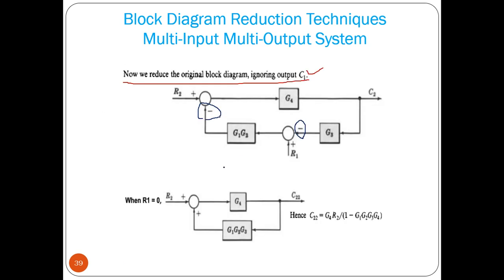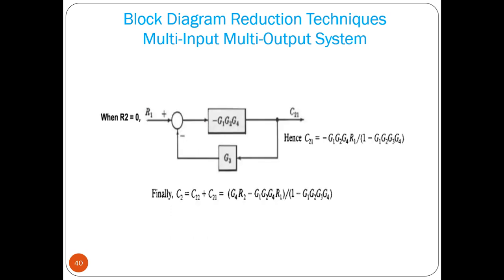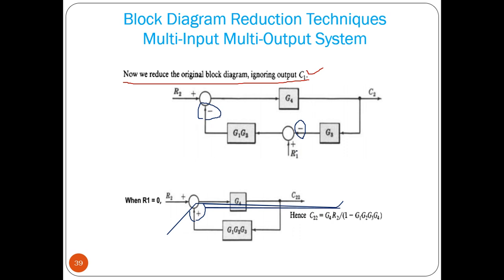Now we can solve the same way. R1 equal to 0. If we solve with R1 equal to 0, then that C2 output will be what? G1 divided by 1 plus G1, 1 minus G1 into G2 into G3 into G4 into R2. Okay, because this is having a plus sign. Similarly, we can apply for when R1 equal to 0.